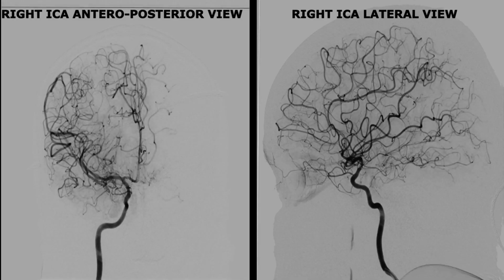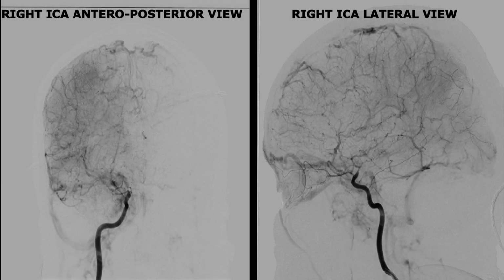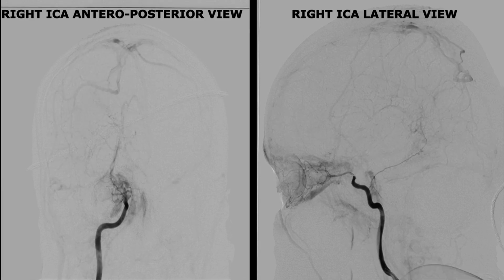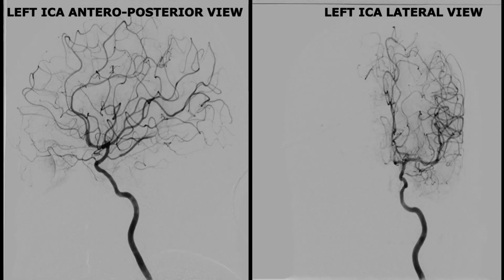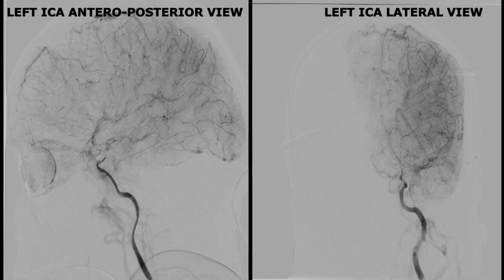This is the DSA of the right ICA, AP and lateral view showing the normal arterial filling with minimal venous sinus drainage. This is the DSA of left ICA, AP and lateral view showing normal arterial filling with reduced venous drainage.